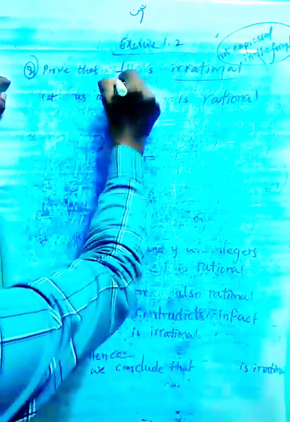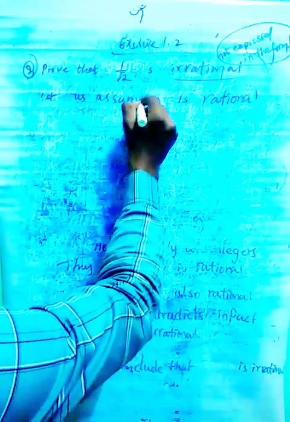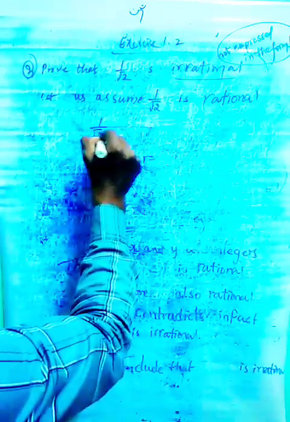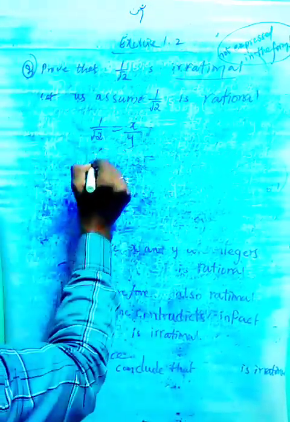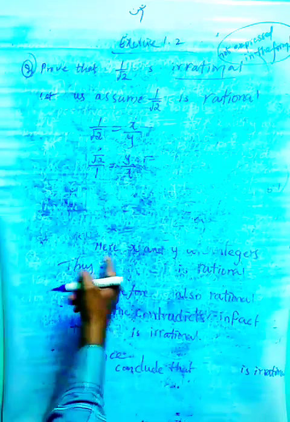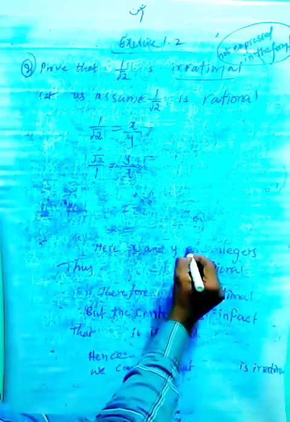In the third question, the first one: prove that 1 by root 2 is irrational. Let us assume 1 by root 2 is a rational number. Then 1 by root 2 is equal to x by y. Taking the reciprocal, root 2 by 1 is equal to y by x. Here x and y are integers.